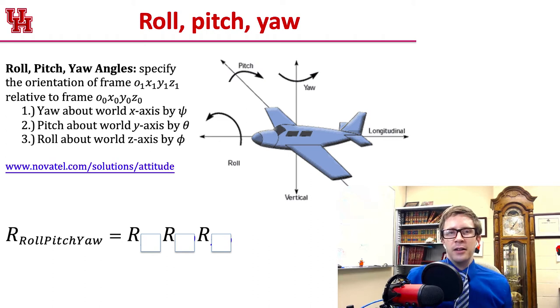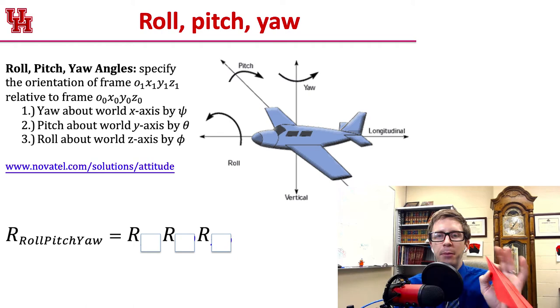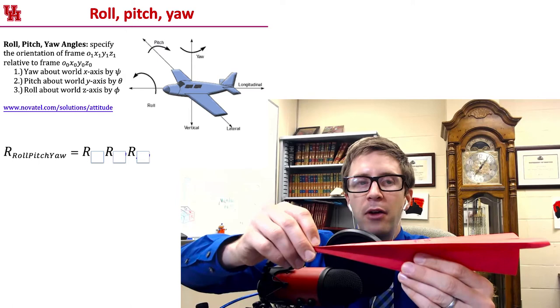So our next parameterization of rotations is going to be inspired by the aeronautics community, and that is our roll, pitch, and yaw. Now these are all done according to the world coordinate frames. And so in order to do this with our airplane, we're going to have to remember where the world coordinate frames are. How we do this is we first yaw about the world x-axis.